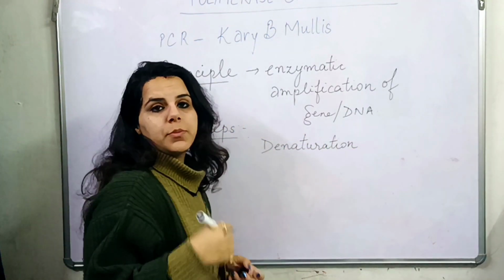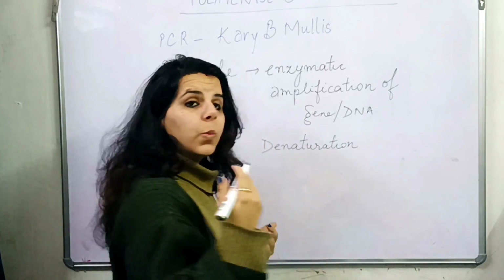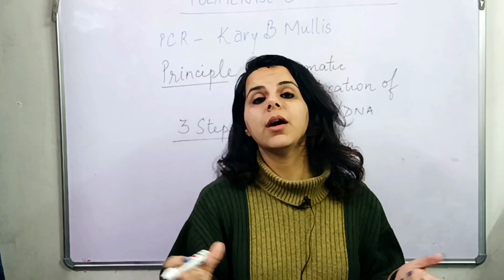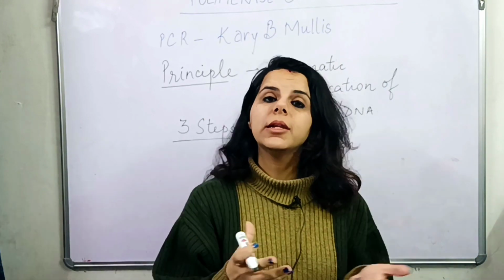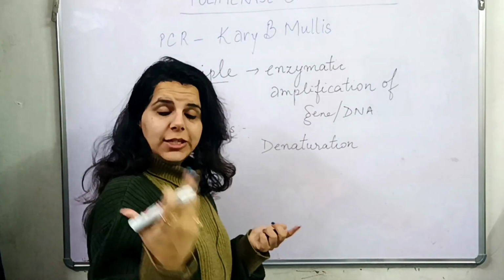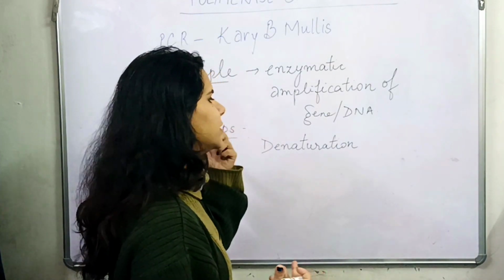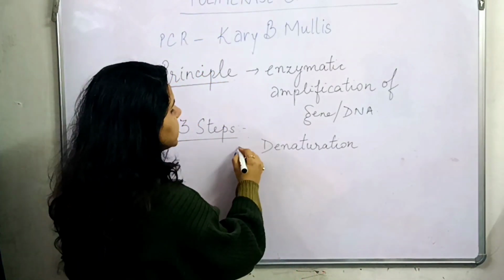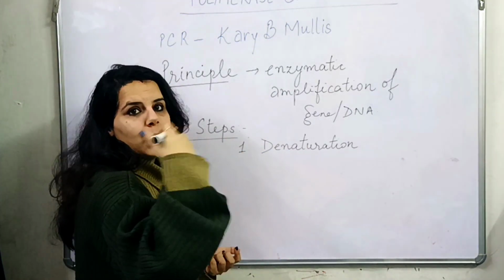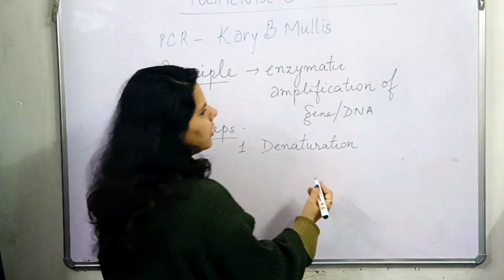The very first step is denaturation, wherein the two strands of the DNA are being separated. And how are they separated? With the help of a very high temperature. So I'm going to discuss each of the steps in detail, but let us first have an idea. So this is the first step. Step number one is denaturation, which takes place at a very high temperature.